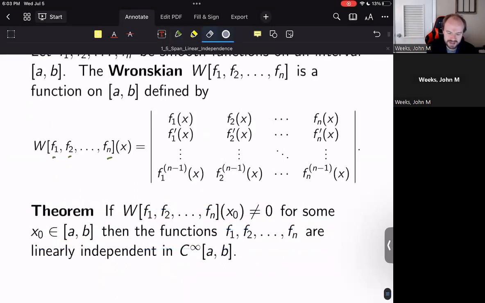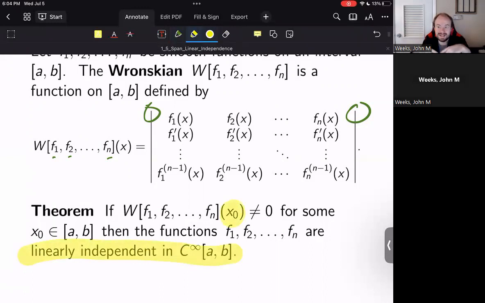In fact, that is going to connect to our theorem. If this Wronskian is itself non-zero when I go through and take this determinant, notice we have our determinant bars, for some x naught inside of (a, b), that means that this is not the zero function. Hence, the functions f1 through fn are linearly independent inside of C infinity. Notice, by the way, we could plug in any x naught that we would want because all we're trying to say is that this Wronskian is not the zero vector, the zero vector in this case being the zero function.